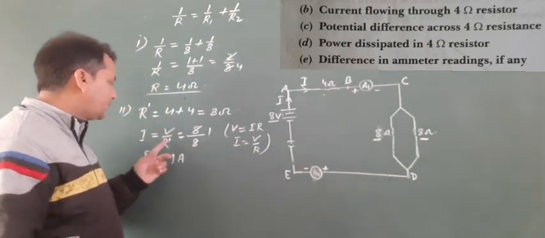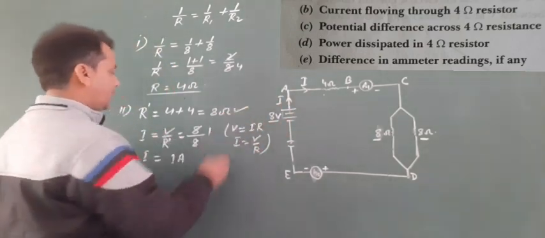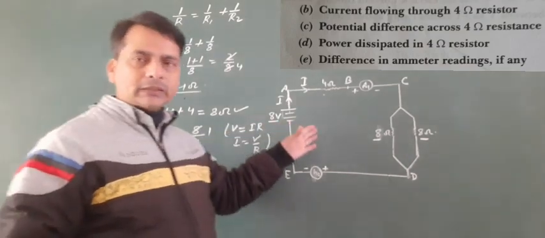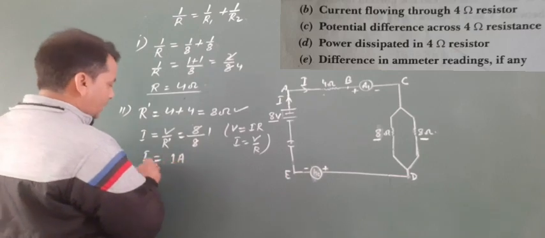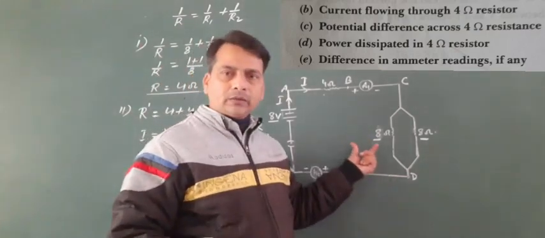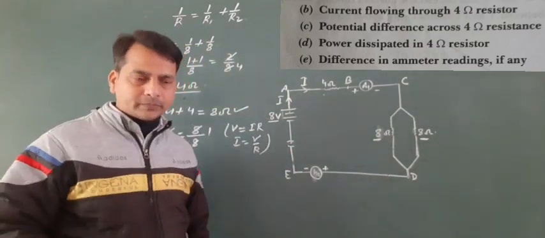That is V by R dash. So here the equivalent resistance is 8 ohm and the potential difference given in the circuit is 8 volt. So 8 by 8 equals 1 ampere. This net current is 1 ampere.